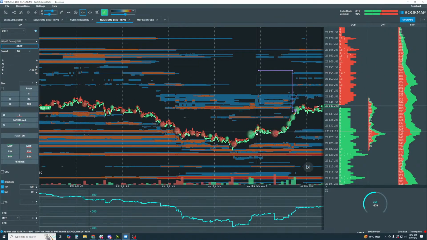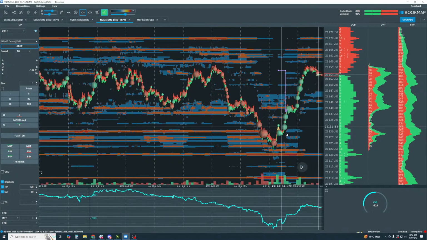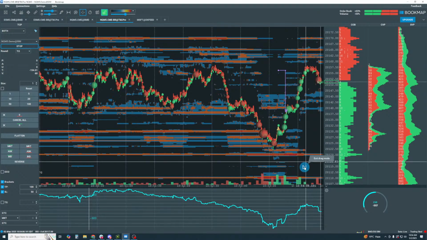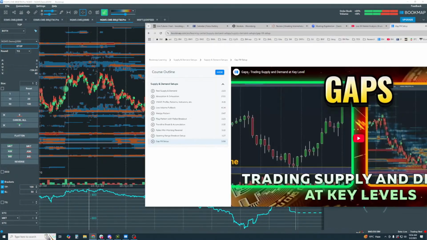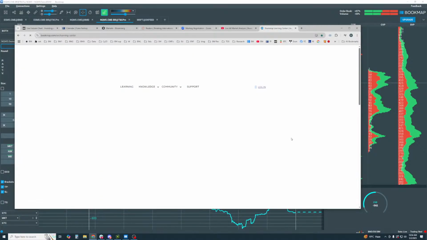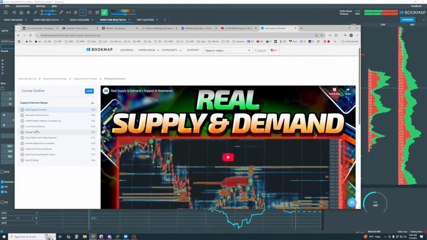We were kind of reactionary with the entry in here. This would be the ideal entry somewhere in here, I think. But there is a pattern. We covered it. It's in the Learning Center here, the supply and demand setups. So go in here, and then we're looking for this kind of trend line break and accumulation. This is the one here.